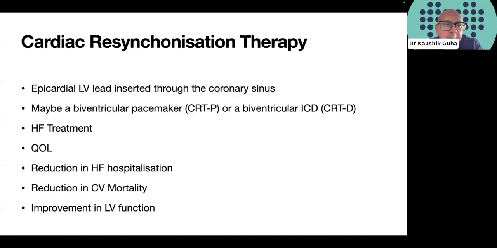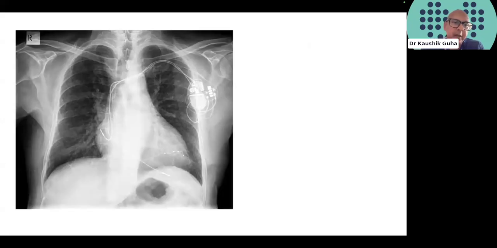So they're being shown in randomized control trials, in addition to medication for selected groups of patients, to improve quality of life, reduce heart failure hospitalization, reduce cardiovascular mortality, and once again, potentially improve cardiac function. And this is what it looks like again on the chest radiograph.